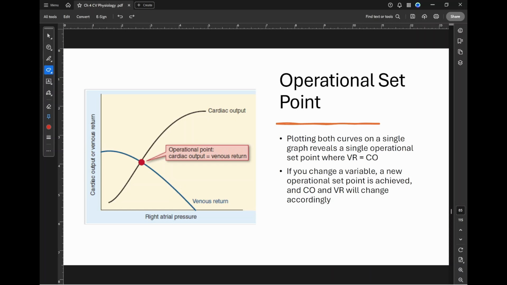Venous return. We've also talked, as right atrial pressure starts to go up, venous return goes down because our flow gradient is reduced. So flow goes down. When you put them both on the same graph, wherever they cross, it's called your operational set point.